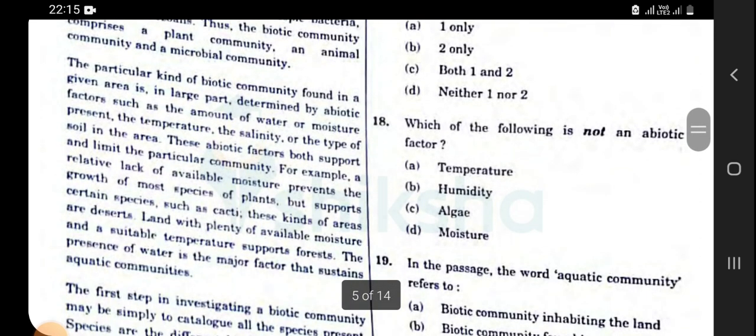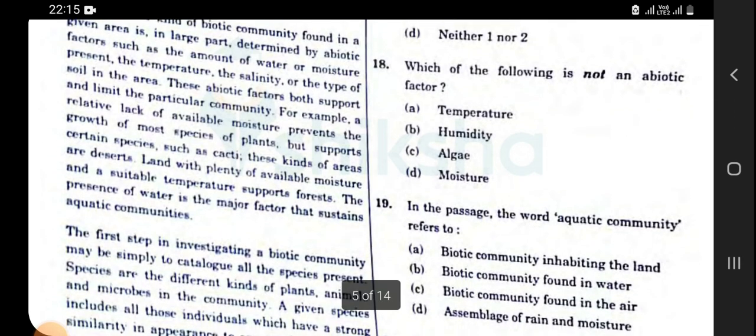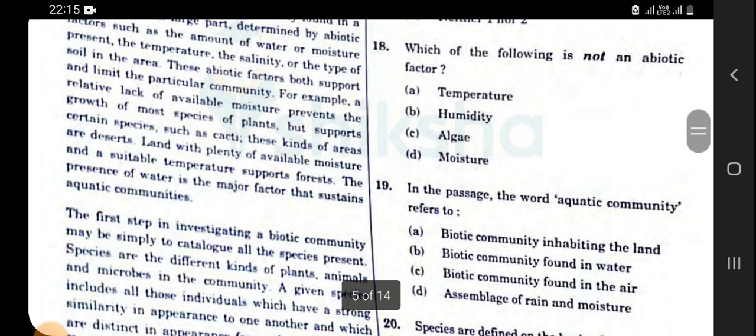Then we have question number 18. Which of the following is not an abiotic factor? So the answer will be option C.